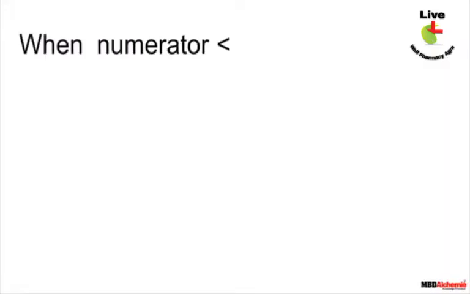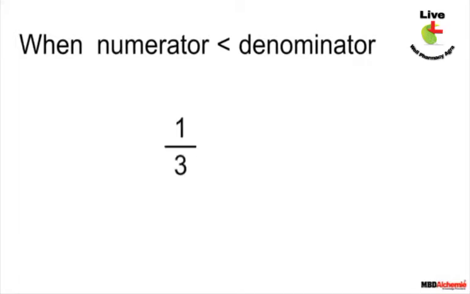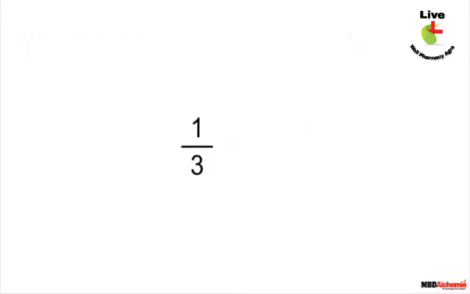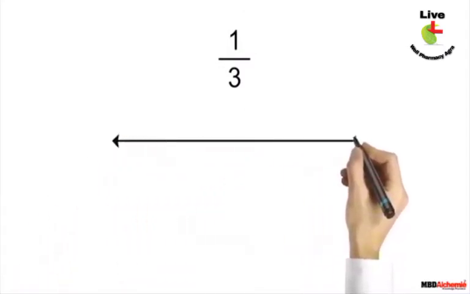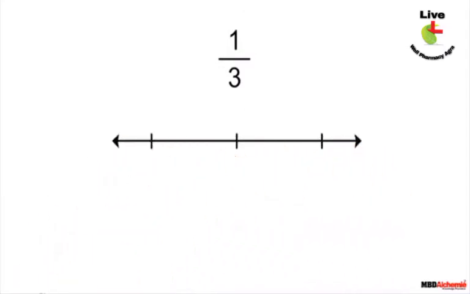When the numerator is less than the denominator, let's represent 1 upon 3 and minus 1 upon 3 on a number line. First, we plot 1 upon 3. In 1 upon 3, the numerator is less than the denominator, and when the numerator is less than the denominator, the rational number lies between 0 and 1. So we draw a number line as shown here.